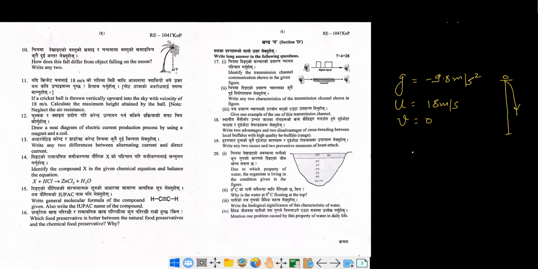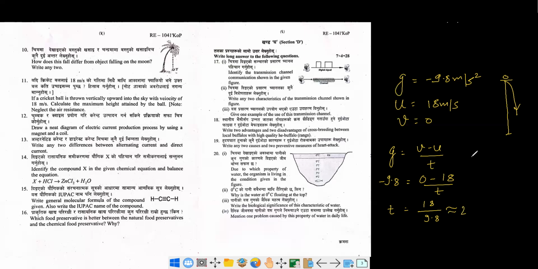Okay, so we know g equal to v minus u by t. So g is here 9.8. Let me calculate the magnitude. Going up and coming down are the same, 0 minus u, u means 18 divided by t. So even if we take minus, there is no problem. t equal to 18 by 9.8. Okay, this is nearly 2 seconds.